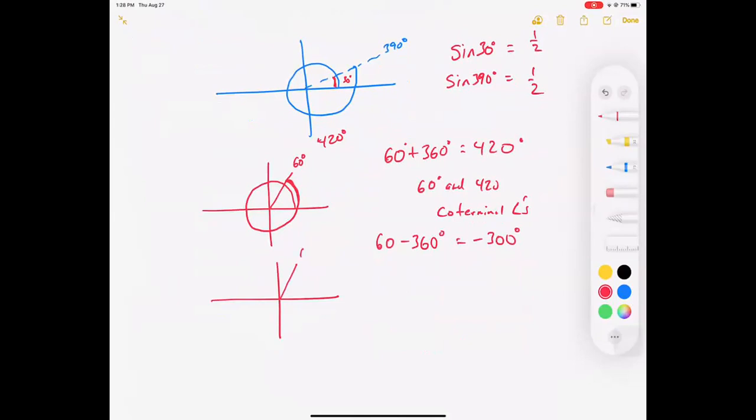So here's 60 degrees. And if we spin in a negative direction, we see negative 90, negative 180, negative 270. Now I want to show you something kind of cool here. If I go forward, this is 60 degrees. If I go backwards, isn't this 30 degrees? So 270 plus 30 is the negative 300 that we wanted.